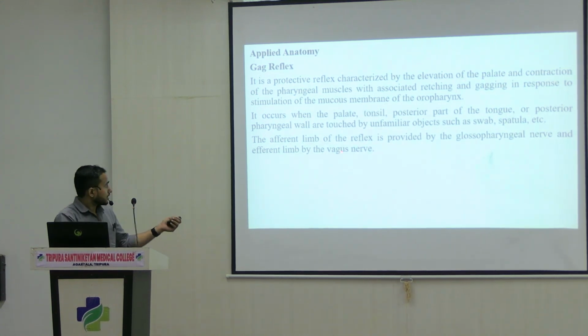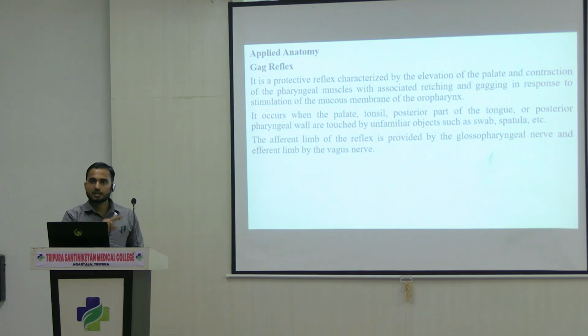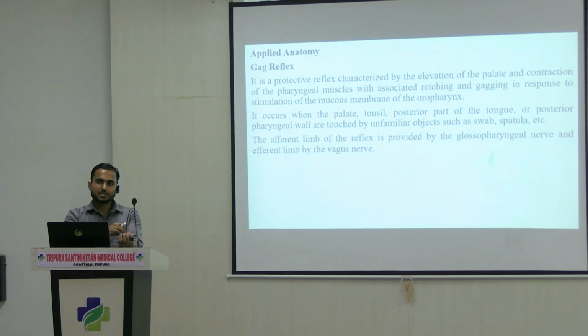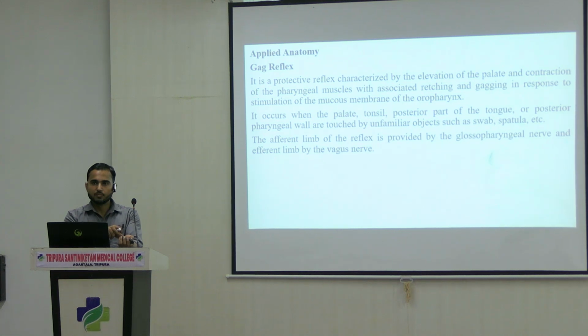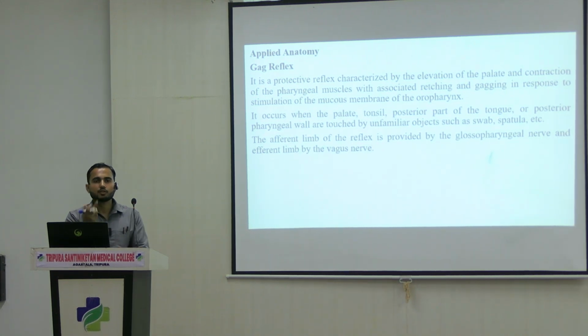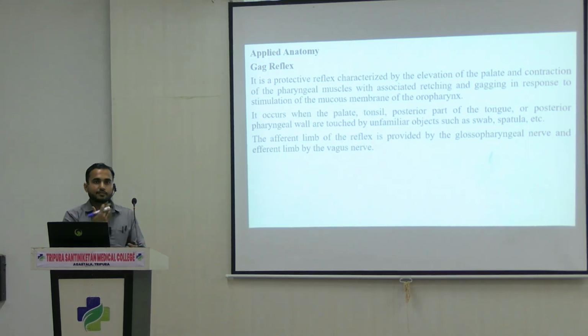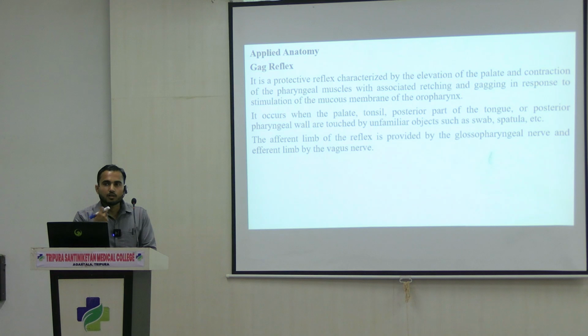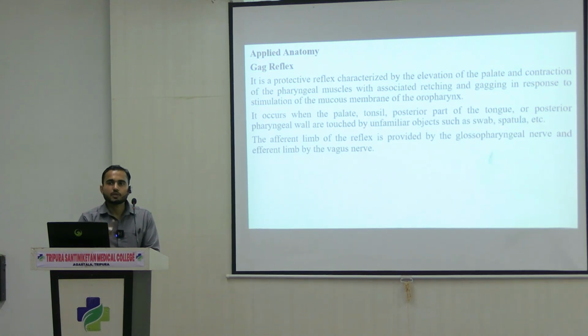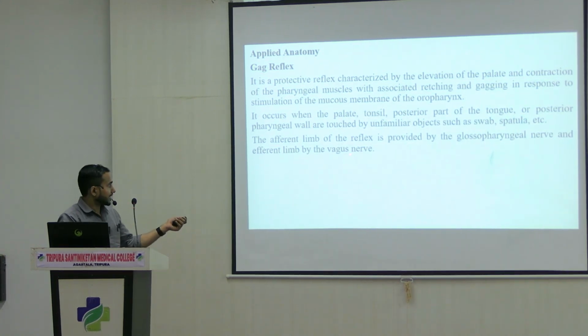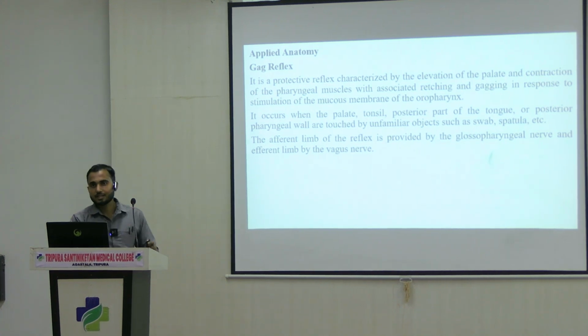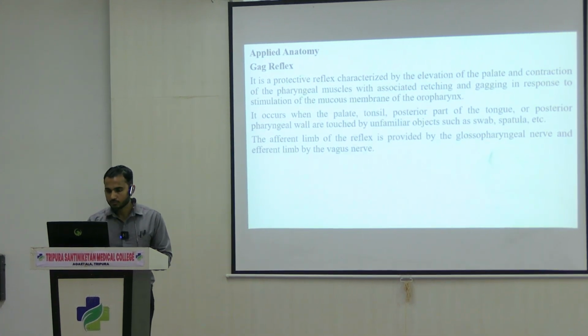Okay, so as you can see, every reflex in our body has an afferent limb and an efferent limb. Whenever that particular part is touched, the sensation that goes in is the afferent limb. That afferent limb is formed by which nerve? As you can see, it is provided by the glossopharyngeal nerve. And the efferent limb, the motor supply, where will it come from? It will come through the vagus nerve. Okay, that is the gag reflex.